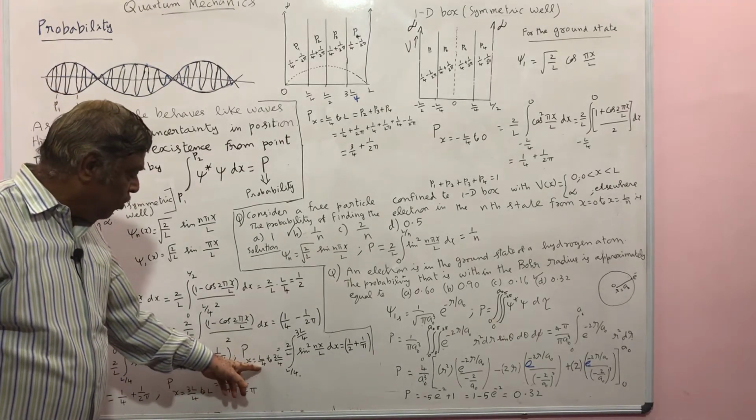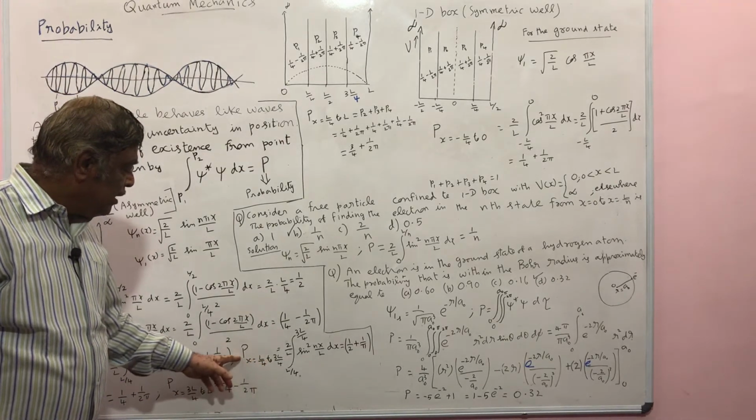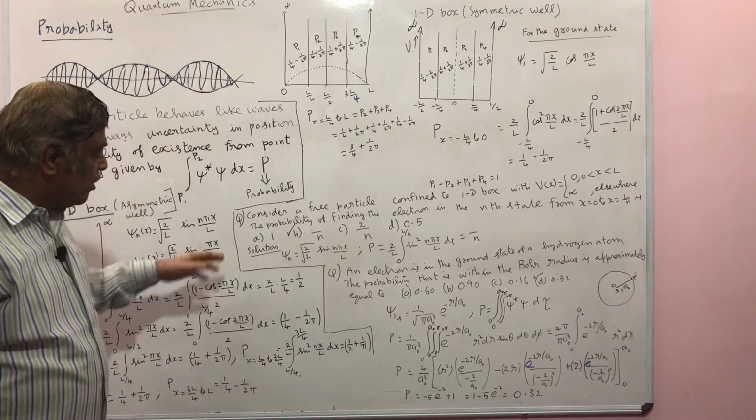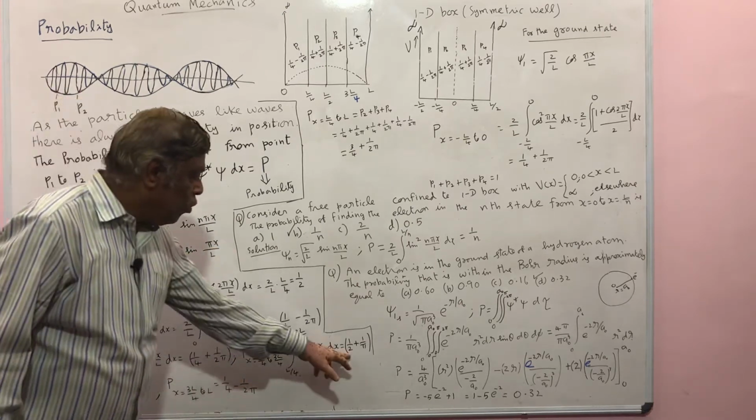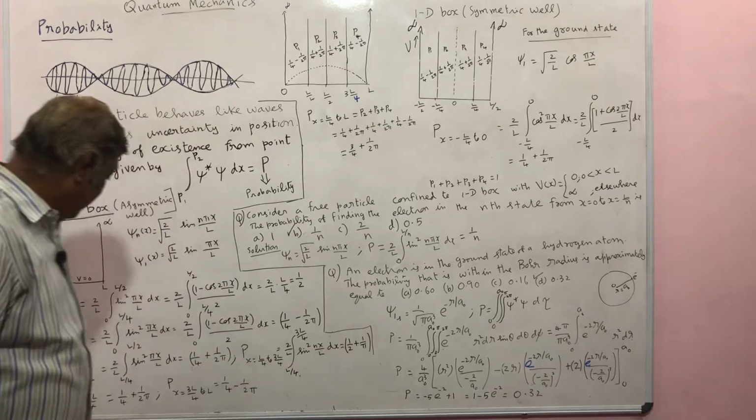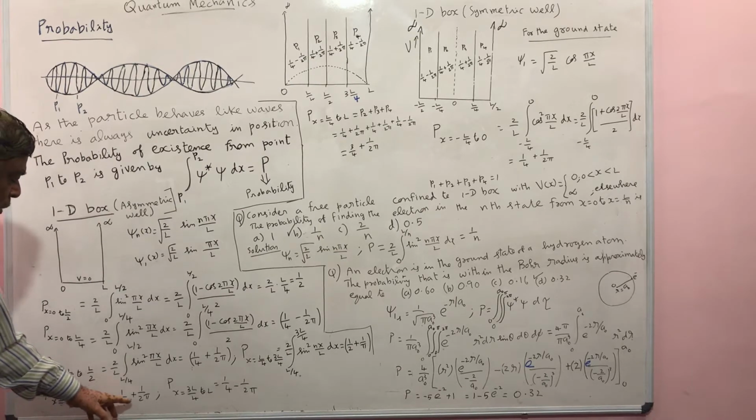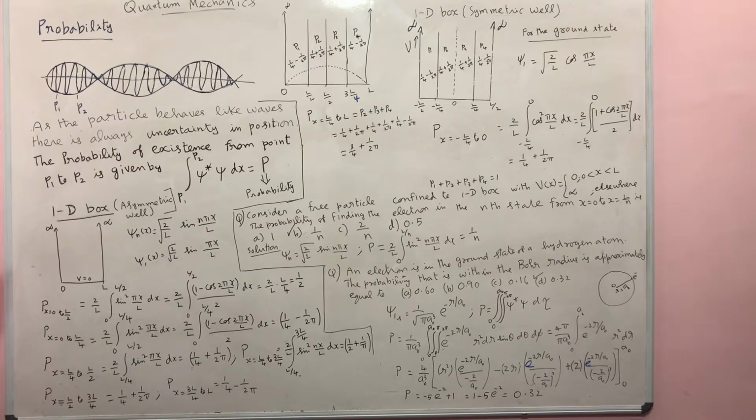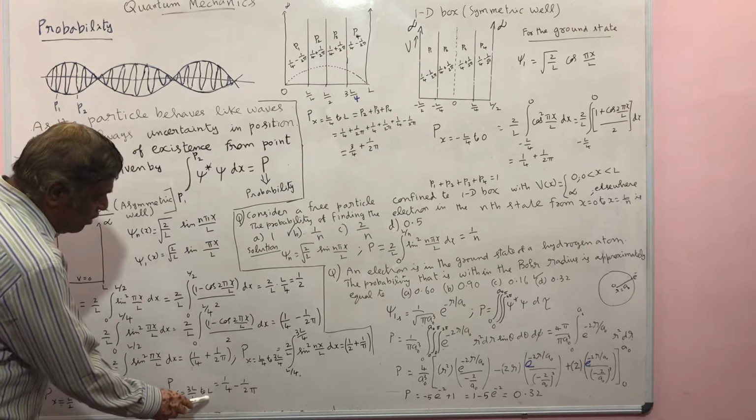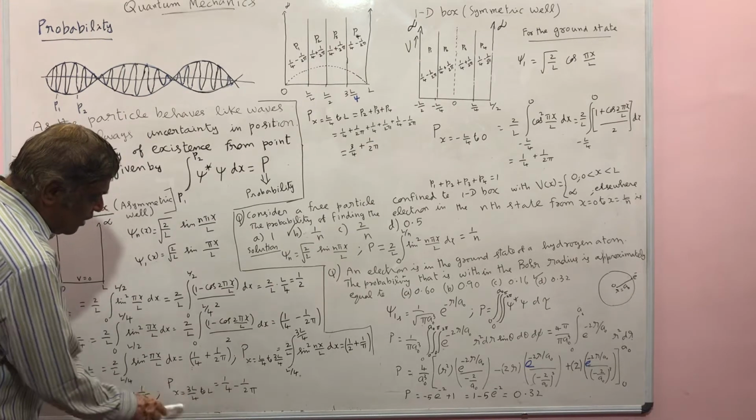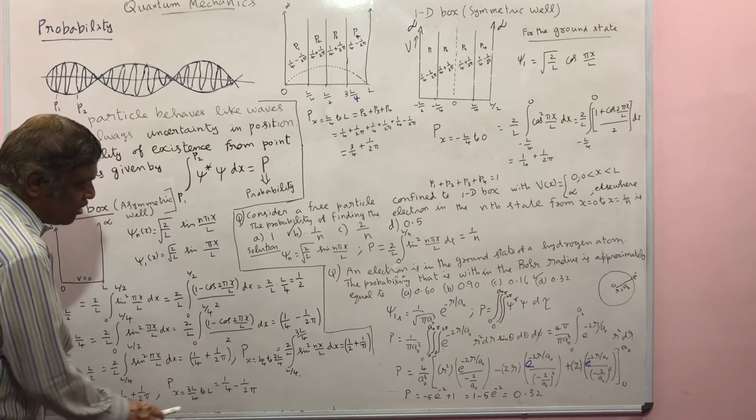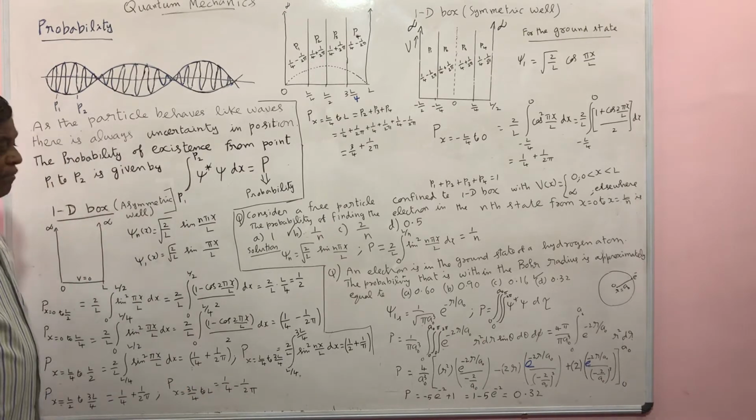Between the limits L by 4 to 3L by 4, the probability of finding the particle in the ground state is calculated as 1 by 2 plus 1 by pi. Similarly, between L by 2 to 3L by 4, the probability is found to be 1 by 4 plus 1 by 2 pi. And between 3L by 4 to L, the probability is calculated as 1 by 4 minus 1 by 2 pi.